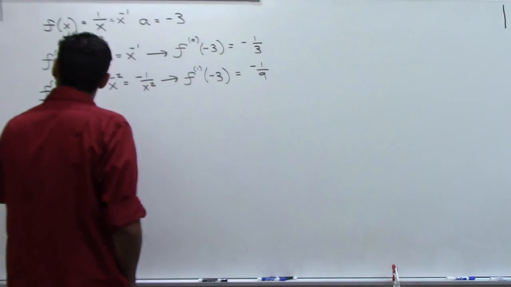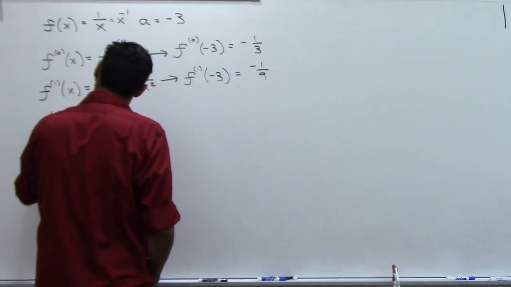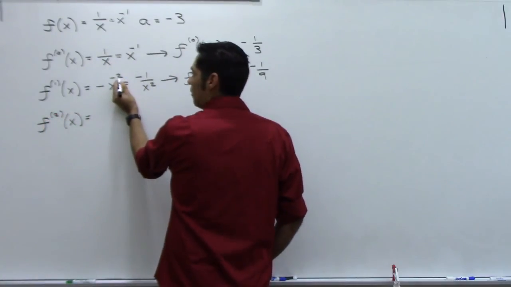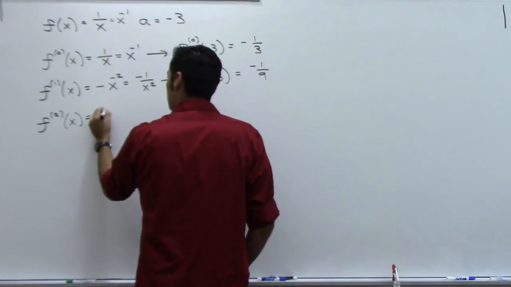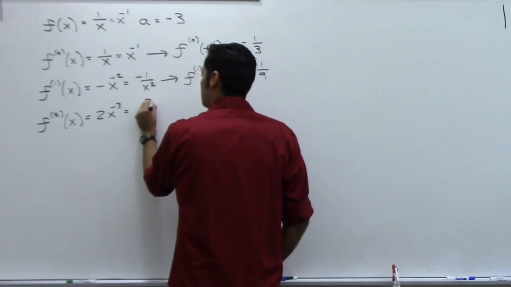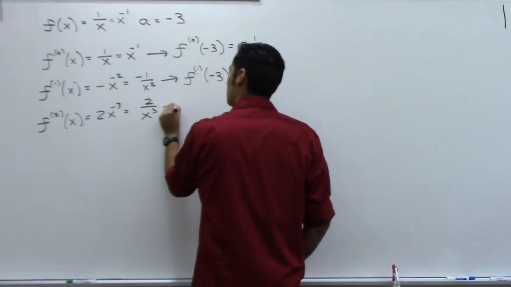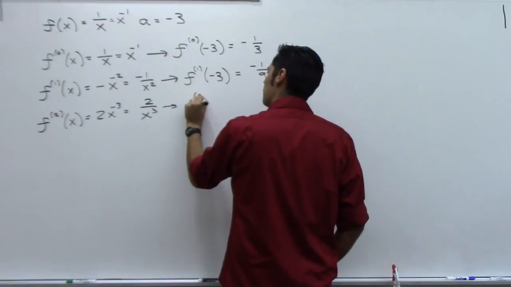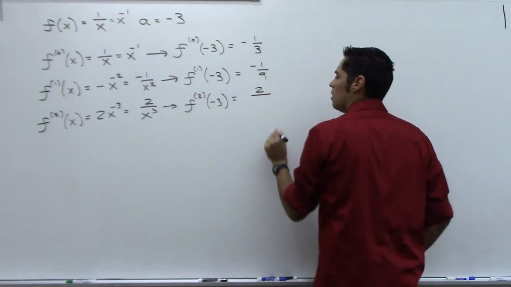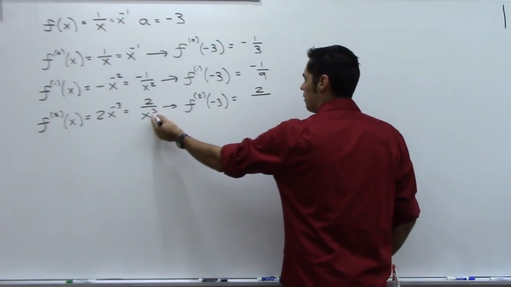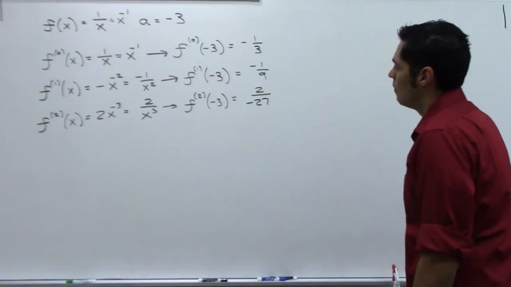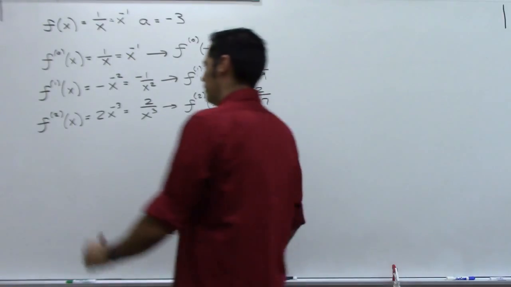And then when we take the second derivative, the -2 comes out, hits this, becomes +2. So we get 2x to the -3, which is going to be 2 over x cubed. So when we plug in -3, we get 2 over -3 cubed, which is -27. So far they're all negative.